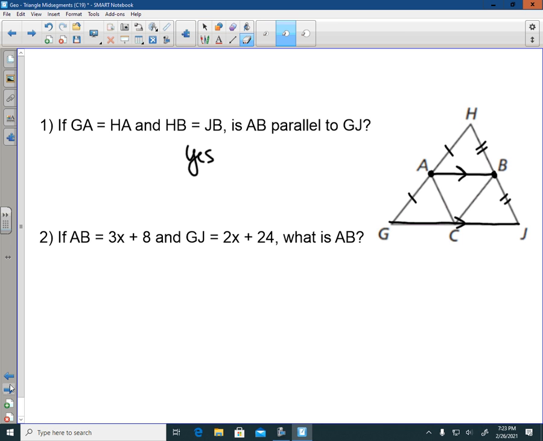All right, let's take this second problem. Oh, what in the heck? I'm trying to erase. It's drawing instead. That's fun. Okay.